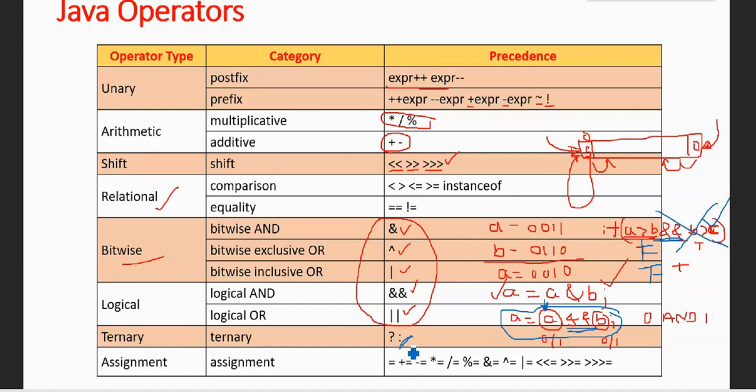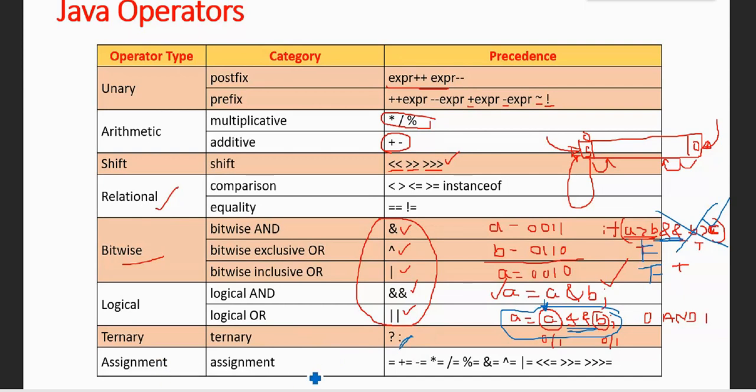So if that first condition is true, it has to execute the true part, and after the colon, the else part. It is the same as an if statement. Instead of directly using an if statement, we are using this ternary operator.